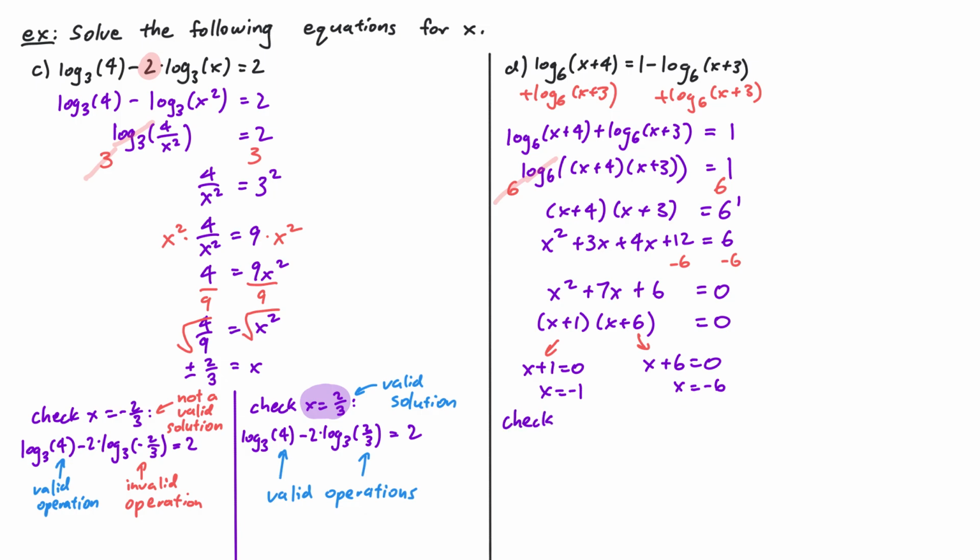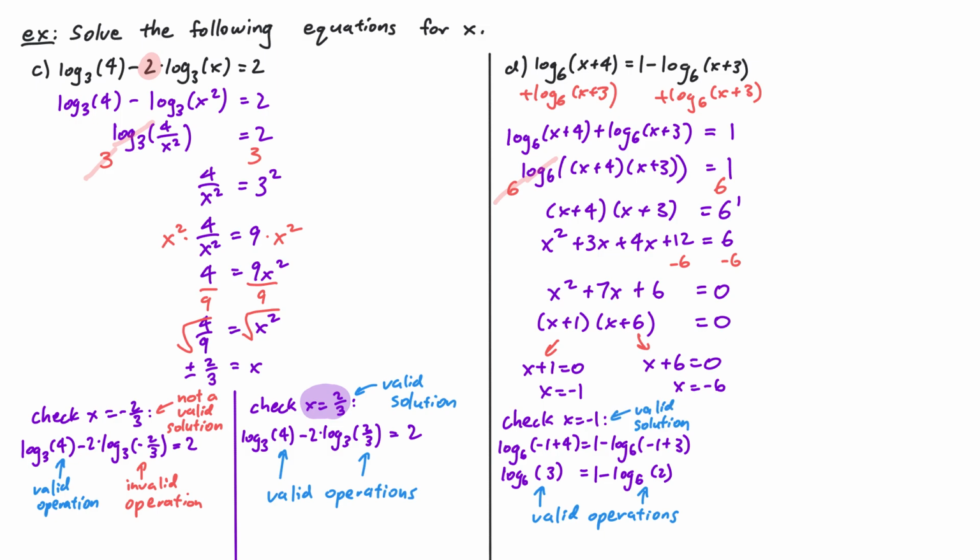Let's start by checking x equals negative 1. Plugging that into our original equation, we have log with base 6 of negative 1 plus 4 equals 1 minus log with base 6 of negative 1 plus 3. This gives us log with base 6 of 3 on the left-hand side and 1 minus log with base 6 of 2 on the right-hand side. In both of these logarithms, we're taking the logarithm of a positive number, which means these are valid operations. So x equals negative 1 is a valid solution.